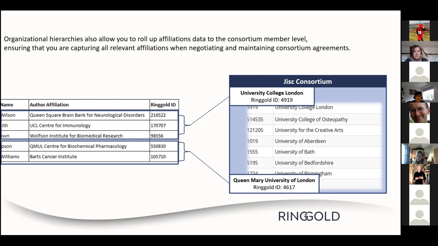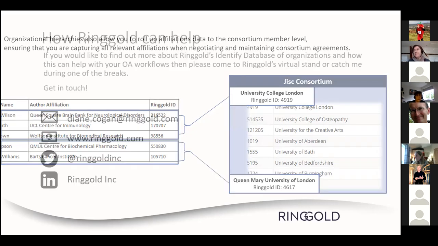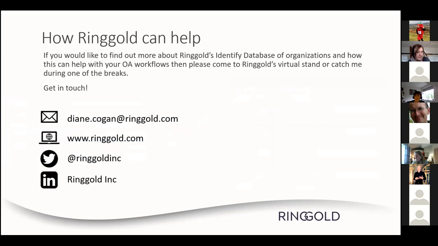So that is really a bit of a quick whiz through, but that's to show that organisational hierarchies are very key. So you need to know about your author organisations and where they link to.